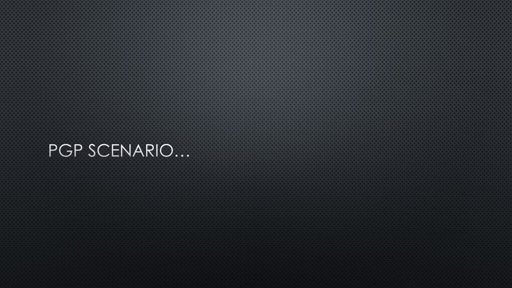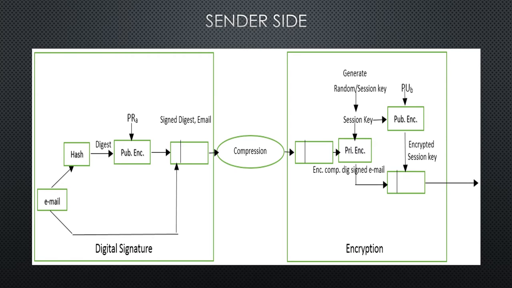Let me explain one scenario of PGP with an example. Let me consider that sender and receiver both generate their pair of keys, that means public and private keys, using the RSA algorithm. As per public key cryptography, public keys of sender and receiver should be known to each other. This is the sender side process diagram.